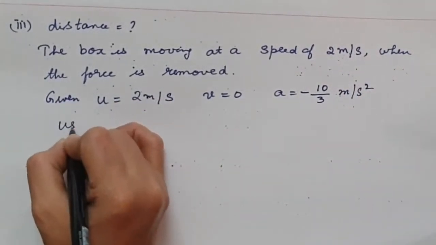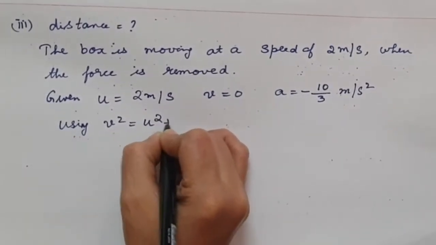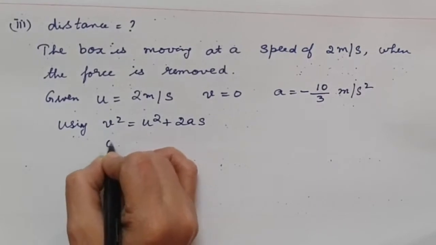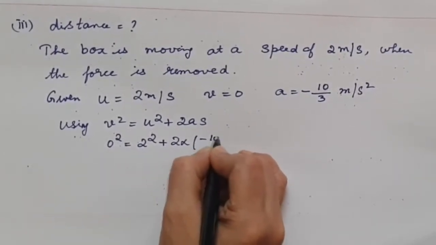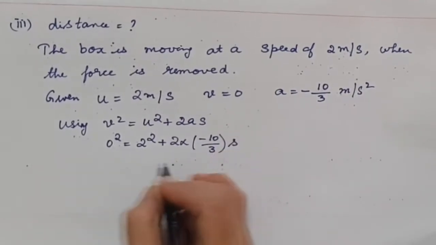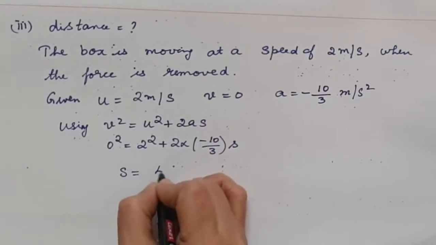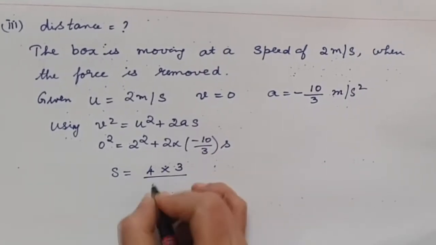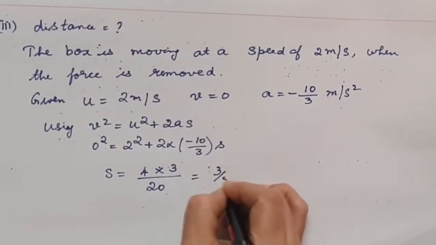So now using the formula, v squared equal to u squared plus 2as. That is 0 squared will be equal to 2 squared plus 2 into minus 10 over 3 into s. So s will be equal to 4 into 3 over 20. So it will be equal to 3 over 5.